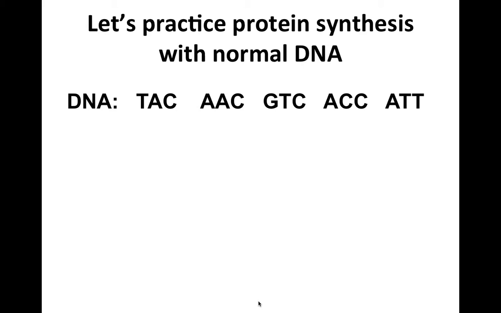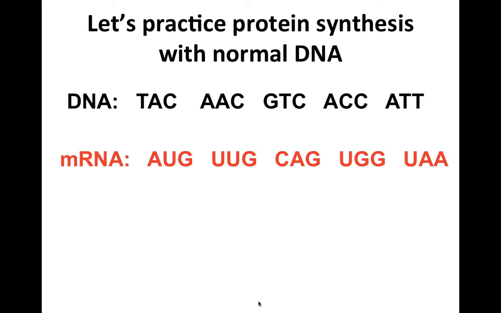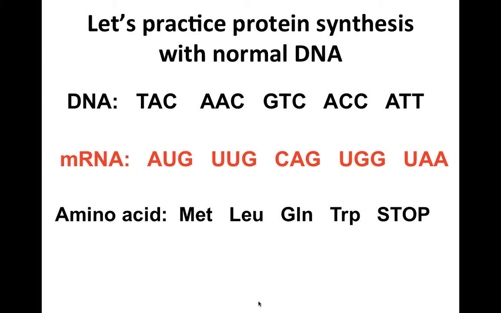Okay, so you guys should have had enough time to get that done, I hope. The mRNA that you should have gotten for that one is this right here. And the amino acid sequence that you should have gotten is this right here: met-leu-gln-trp-stop. Sound good?